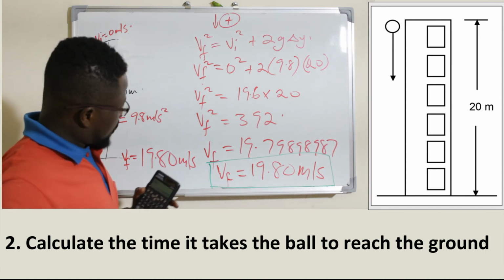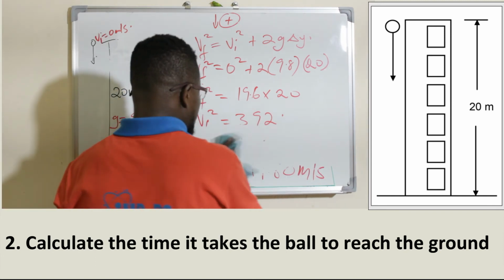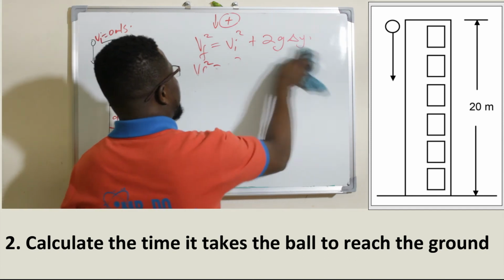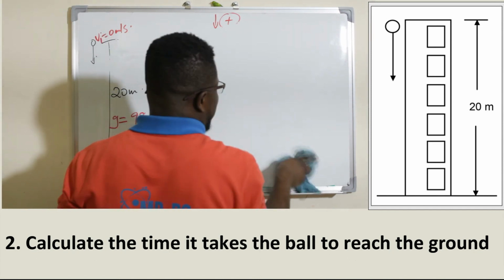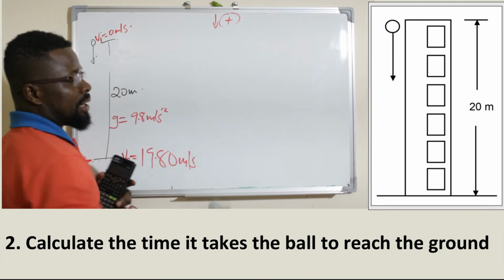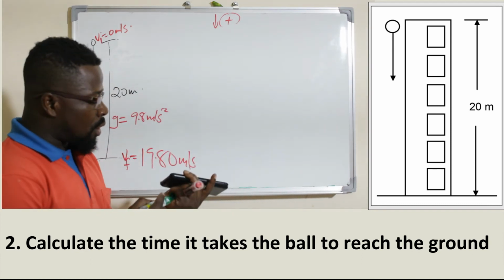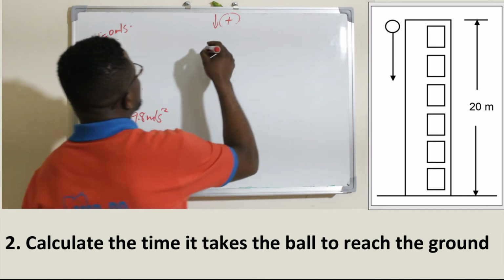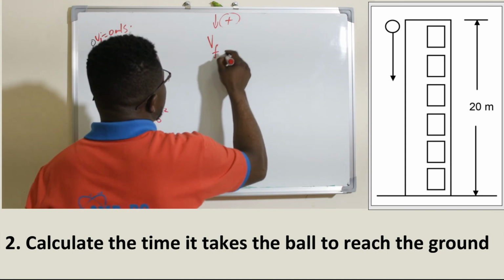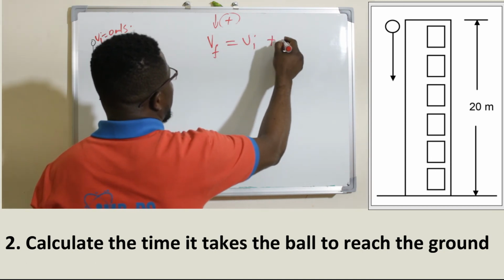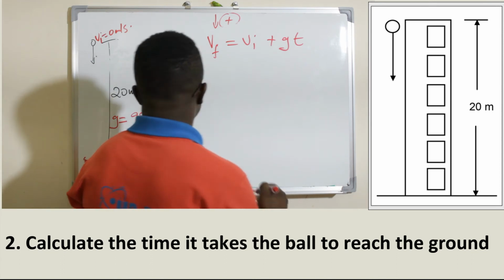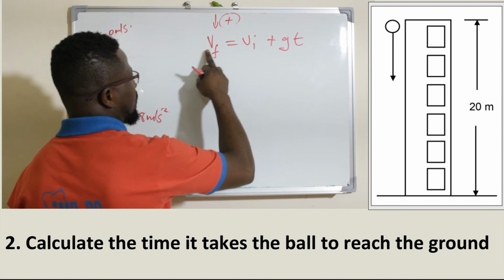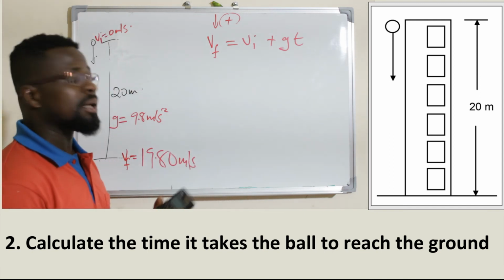So let's see. We want to solve that problem. The question is asking me to calculate the time to reach the ground. If I want to use the time to reach the ground, still I am taking my direction of motion, which is the downward motion, to be positive. And if I take that to be positive, then I should have Vf equals Vi plus Gt, because what I want now is the time. And I know this, I know this, I know this, so I can calculate for that.